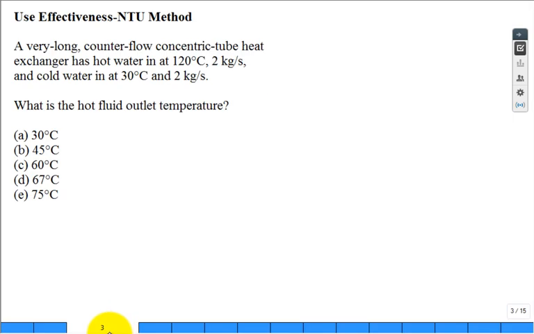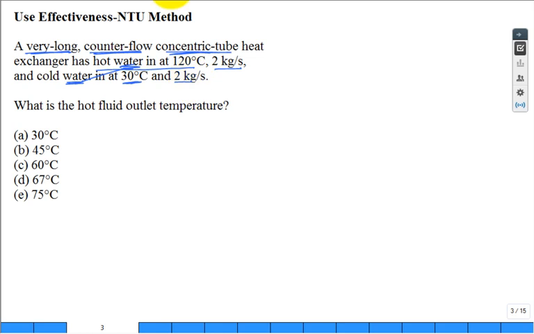We want to use the effectiveness NTU method and analyze this problem. Let's take a look at it. We have a very long counterflow concentric tube heat exchanger that has hot water in at 120 and that mass flow rate, cold water, so both of the fluids, hot and cold, are water, and the water comes in the cold side at 30 with the same mass flow rate.